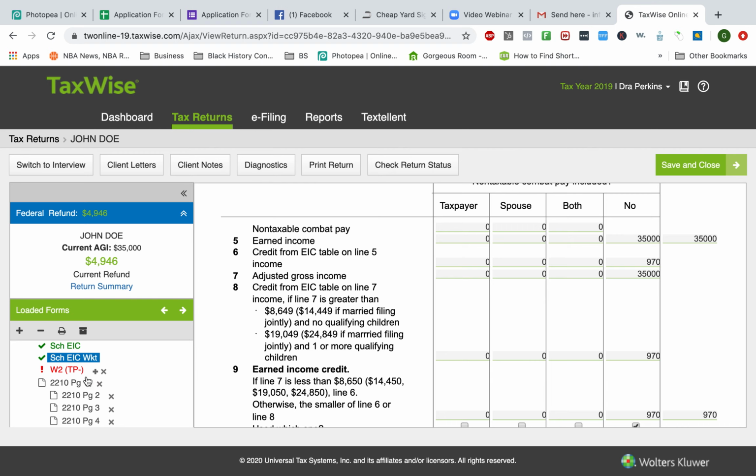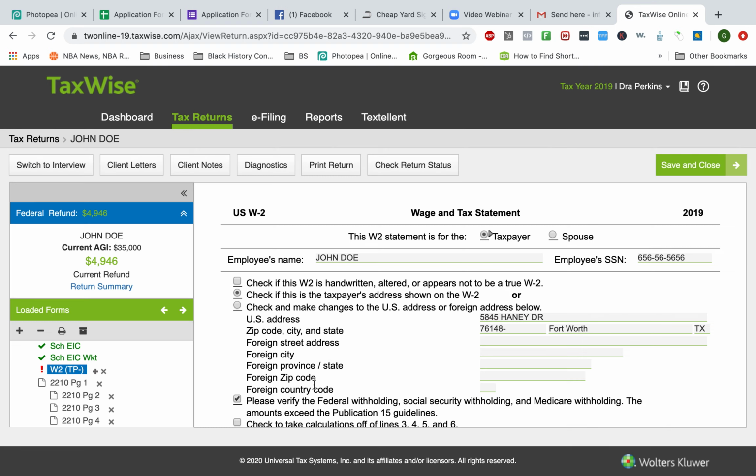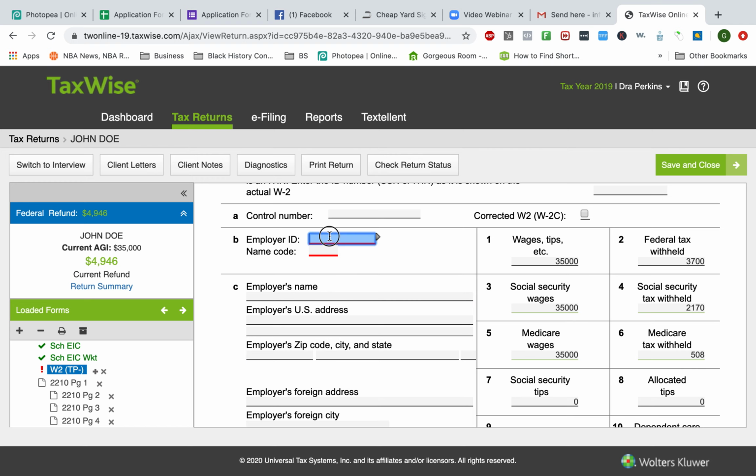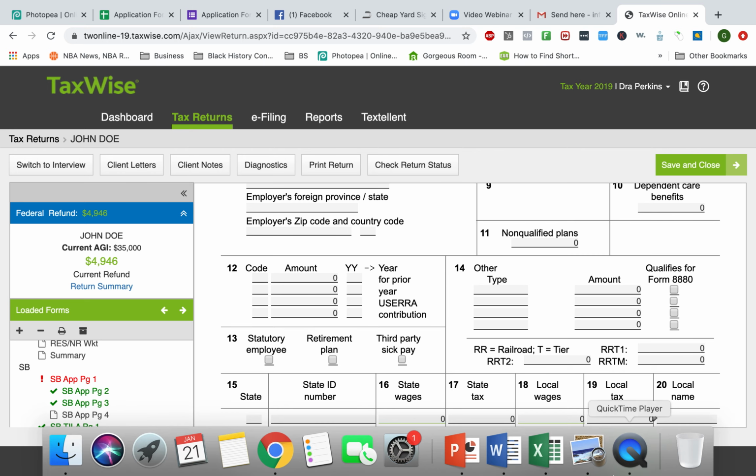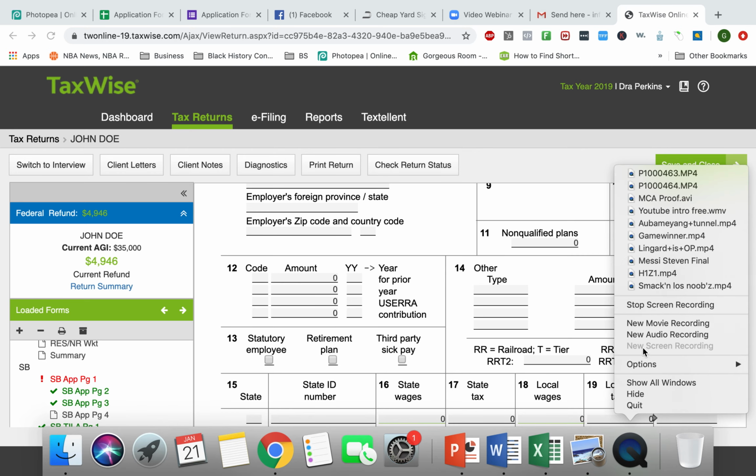And honestly, that's it, guys. You're gonna go ahead. You're gonna go in here in the red. You're gonna clean everything up. Put the employer ID, the name code, all the information, and it'll populate. Simple. And so, just not to make this video so much longer, that's how you do a quick estimate.